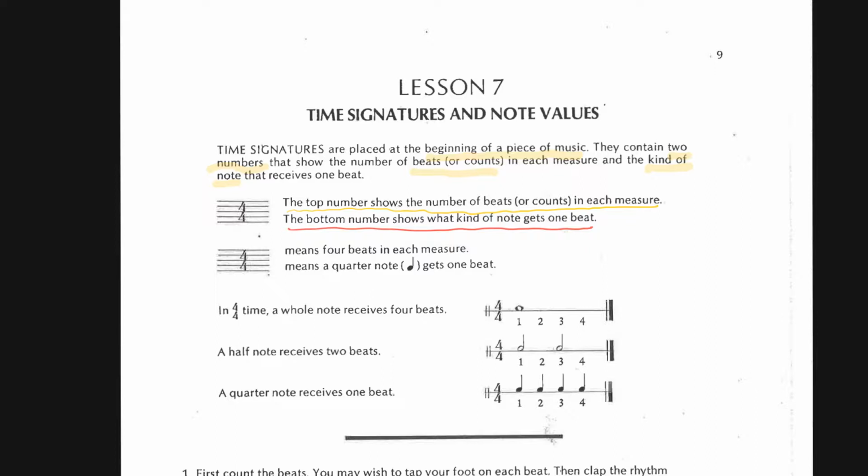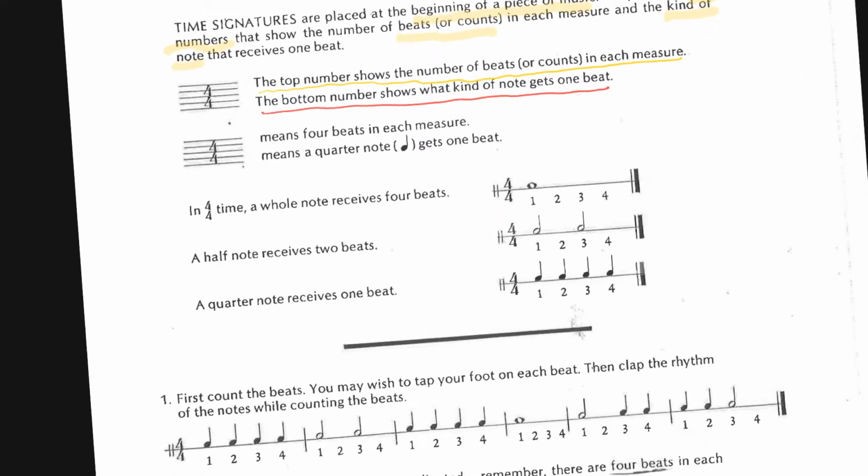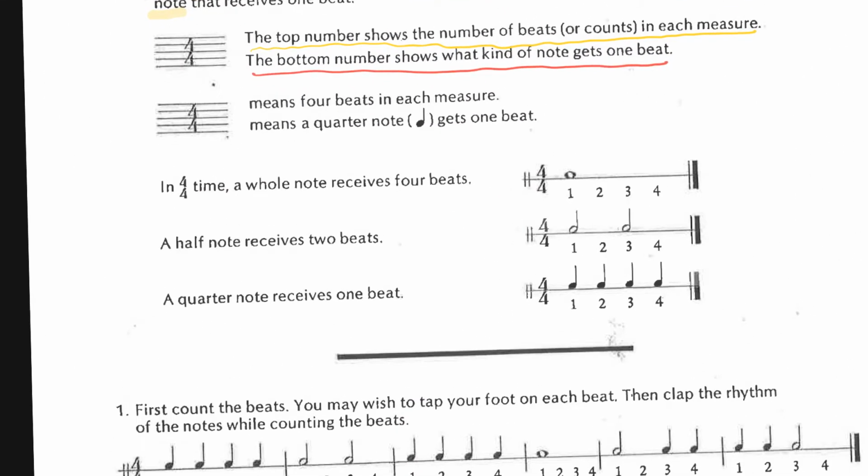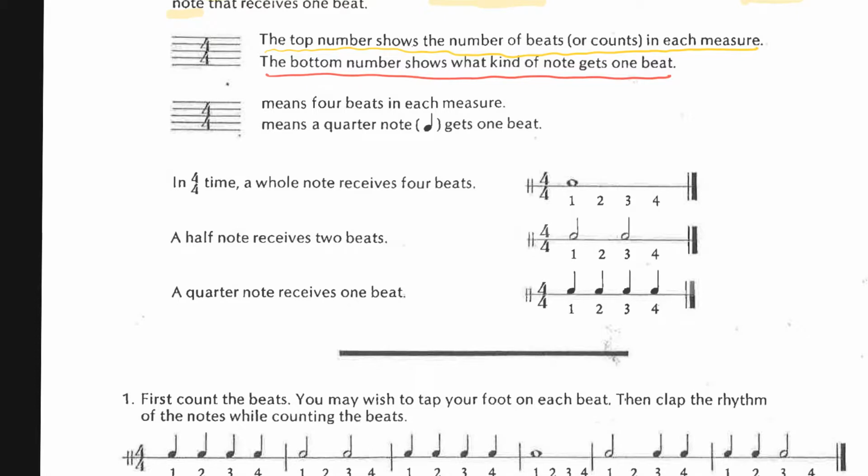All right, in 4-4 time, that's the example they're using. Remember, two numbers, beginning of the song, means four beats in each measure. And the four on the bottom means a quarter note gets one beat. In 4-4 time, a whole note receives four beats.